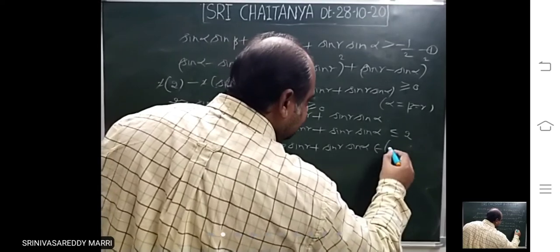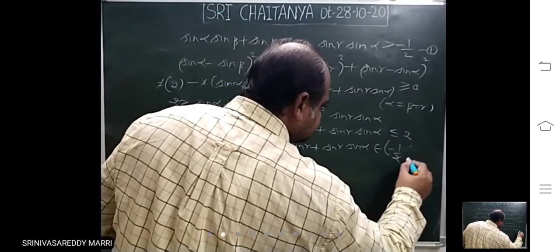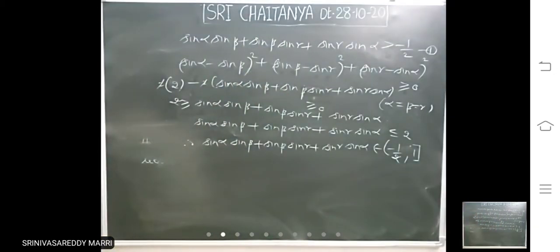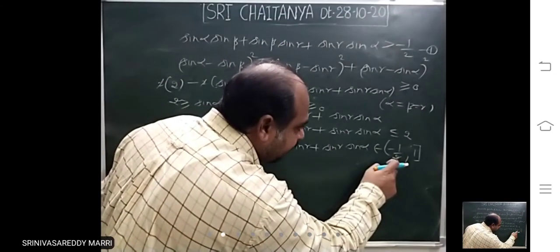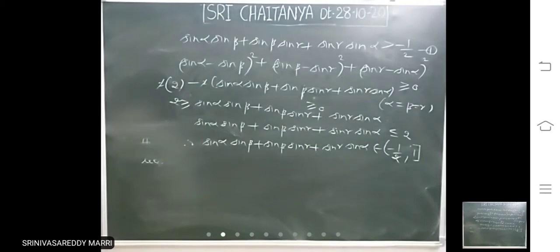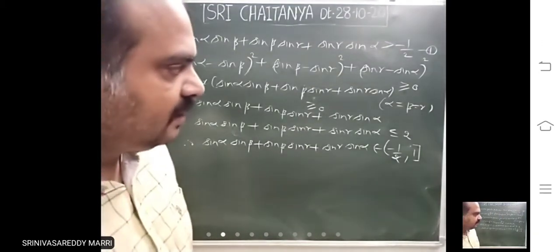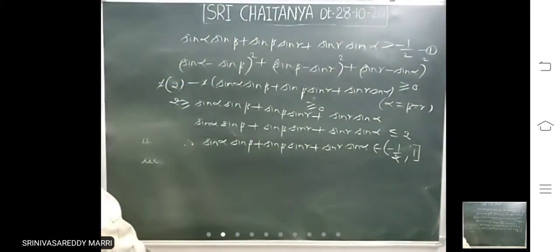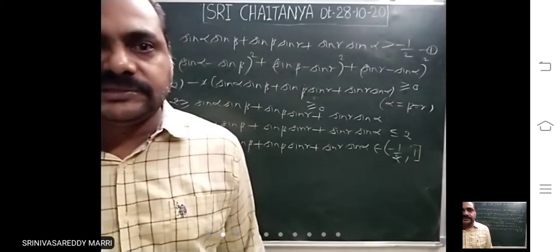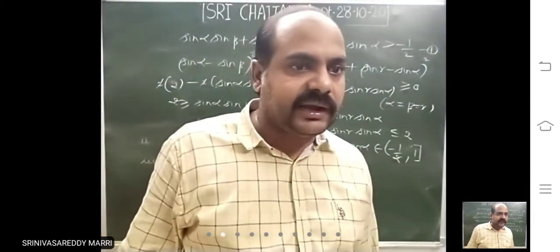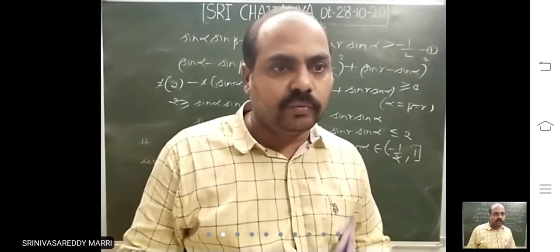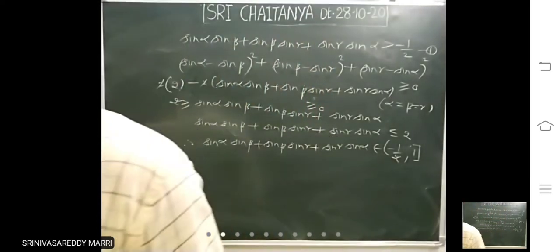it lies in the interval, very important inequalities. Minus half open to closed 1, greater than minus 1 by 2 and less than or equal to 1. It lies in the interval minus 1 by 2 to 1. So use the relation: cos square alpha plus cos square beta plus cos square gamma is 1 and sine square alpha plus sine square beta plus sine square gamma is 2. These are the two relations.